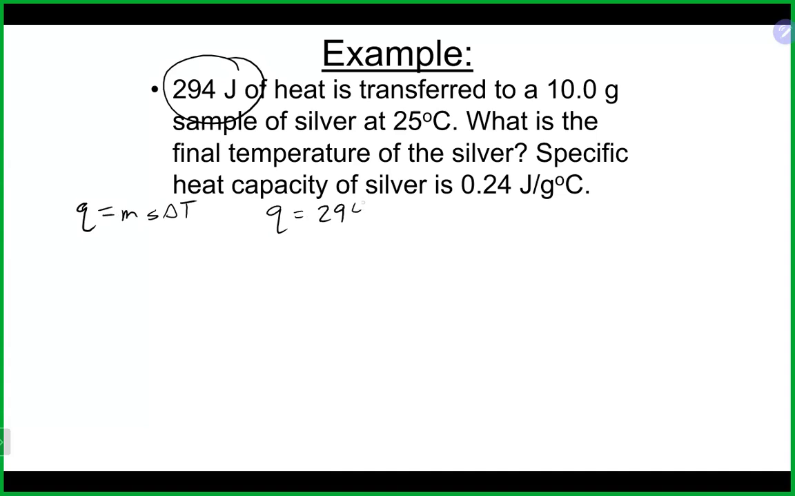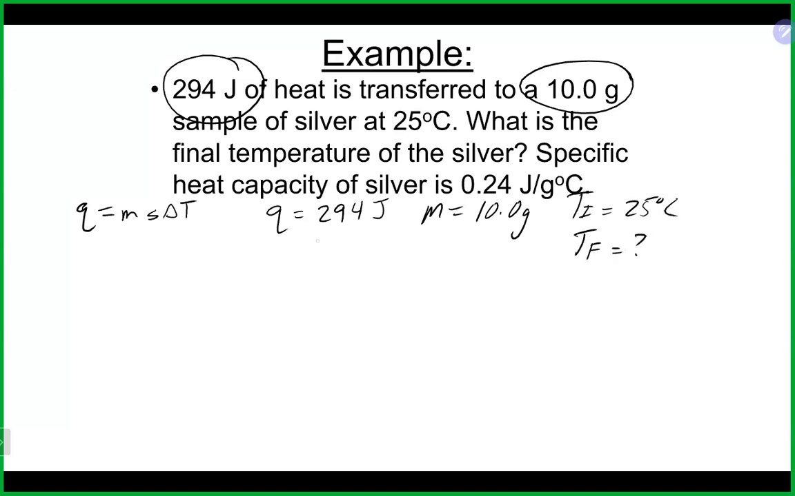And remember, again, the good way to remember it is Q should only have one unit, either joules or calories. Again, the specific heat capacity has those three units associated with it. Sometimes people really confuse those two as to where to put them. 10 grams is a mass. We have our initial temperature of 25 degrees Celsius. We're looking for our final temperature. And we have our specific heat capacity as 0.24 joules per gram per degree Celsius.